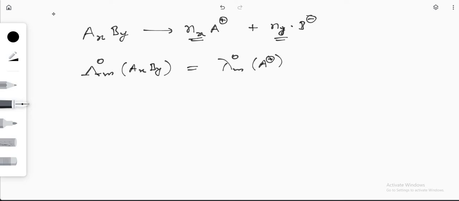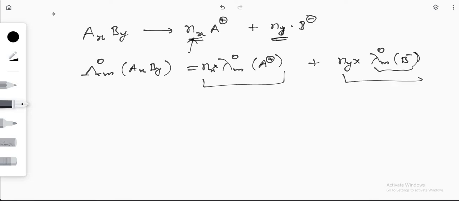the molar conductivity at infinite dilution for the cation. This is for 1 mole. Since we are getting nx moles, you have to multiply this by nx, plus the molar conductivity at infinite dilution for the B minus ion. This is for 1 mole, but we have ny moles here, therefore you have to multiply this by ny. Then add the values, you will get the molar conductivity of the electrolyte. Take note.